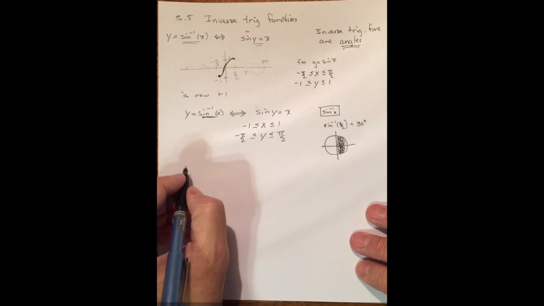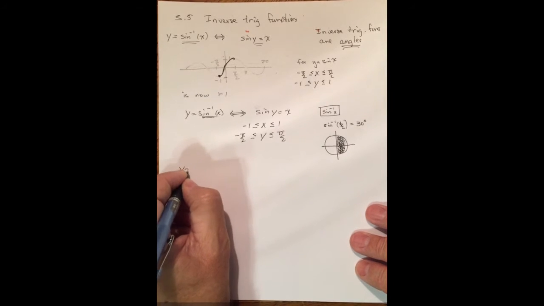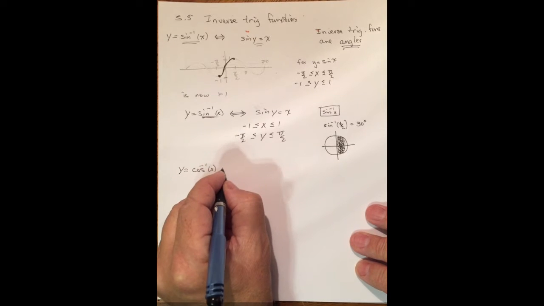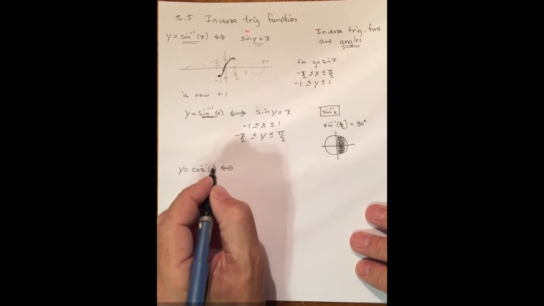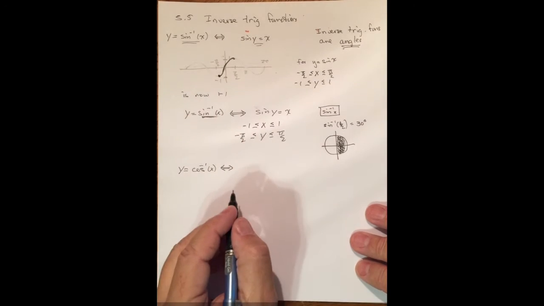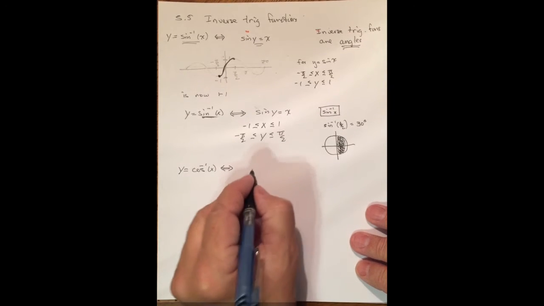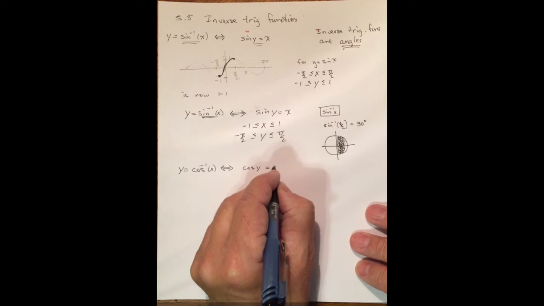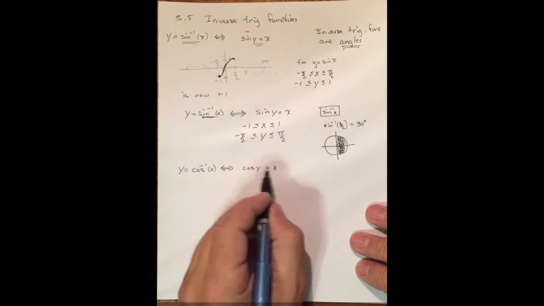Now, a similar thing is done for the cosine. Y is equal to inverse cosine of x. And we do a similar thing for the cosine function. We restrict the domain. y equals inverse cosine of x if and only if the cosine of y equals x. These are the same thing.